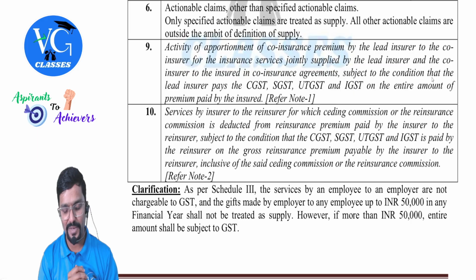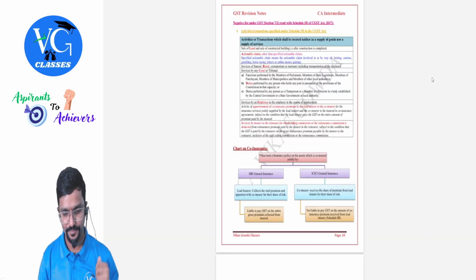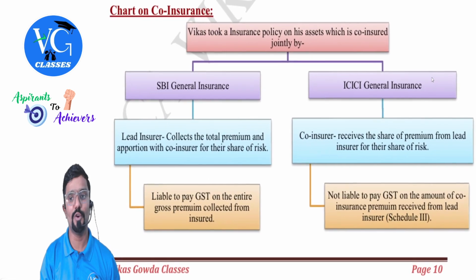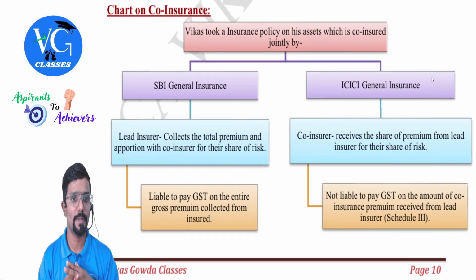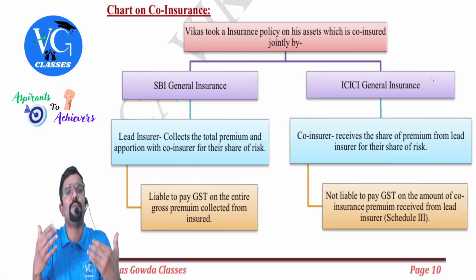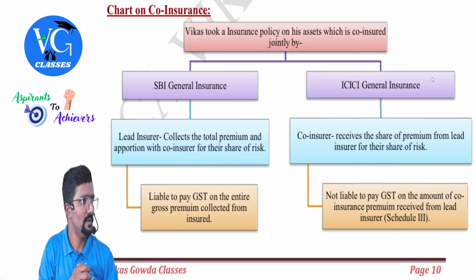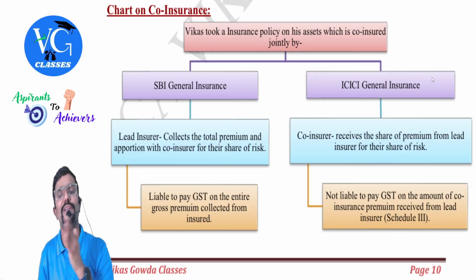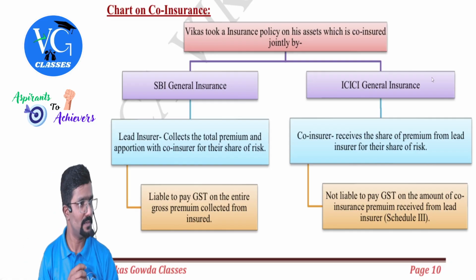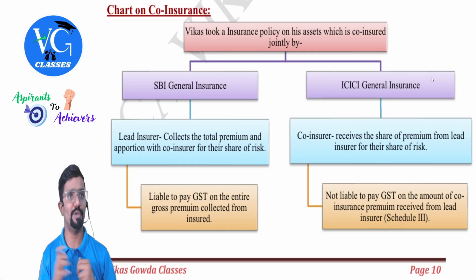Let me try to explain this with an example, guys. Listen, first let me explain co-insurance, so that you will understand the transaction. Pay attention. Vikas took an insurance policy on his assets, which is co-insured jointly by. Means, guys, I have taken the insurance policy on my asset with 2 companies. Which are those? SBI General Insurance and ICICI General Insurance. Both are called insurers, or we can also call them co-insurers.